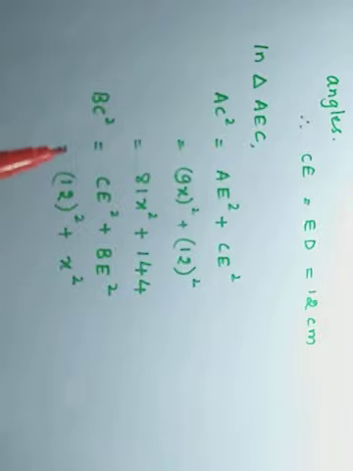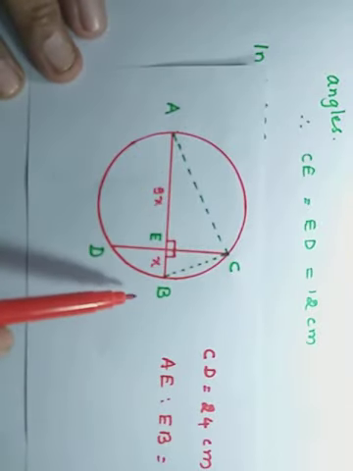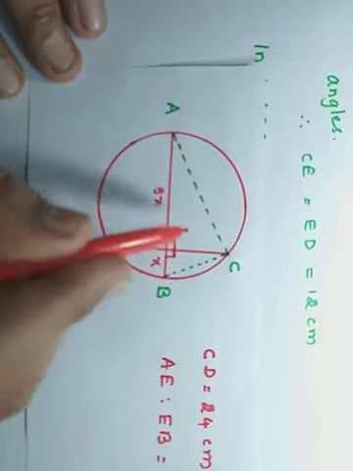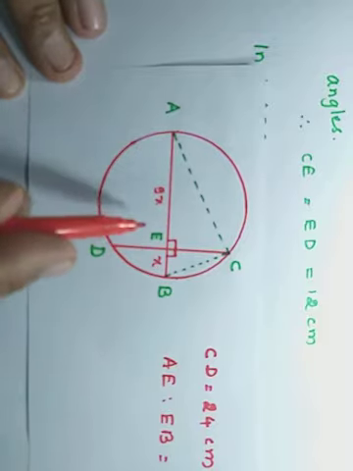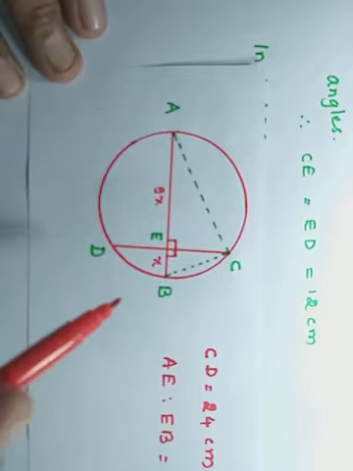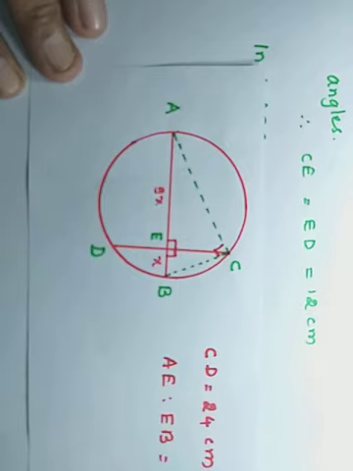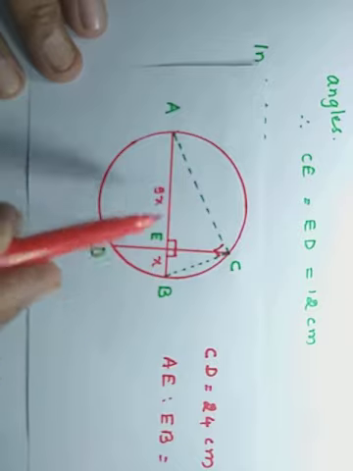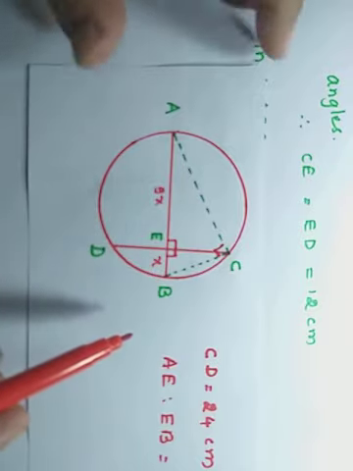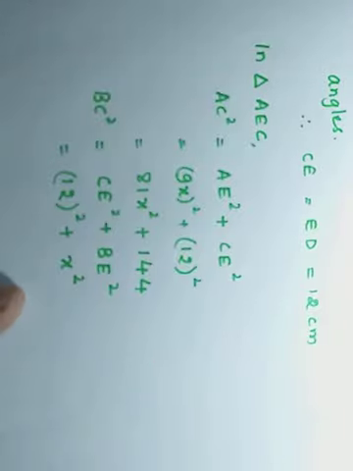Now what we got is AC square and BC square. But ABC is a triangle in the semicircle. Therefore, the angle in the semicircle is always 90 degree. Since this angle is 90 degree, AB becomes the hypotenuse and AC and BC become the other two sides of the right angle triangle ACB.